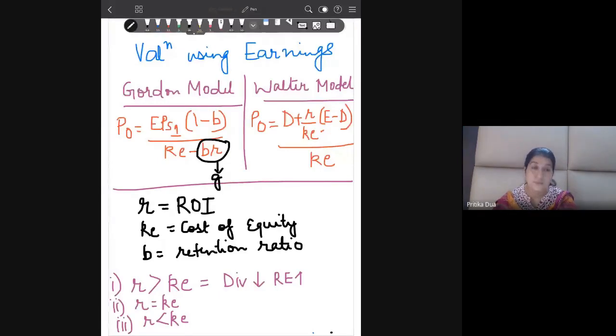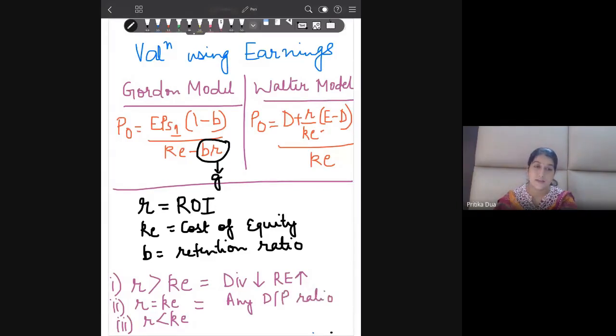In case where the return on investment, that is what the company is earning and what the shareholder will earn, cost of equity, both are same, then any dividend payout ratio, the company is indifferent, the shareholders are indifferent, they will get the same value of share.